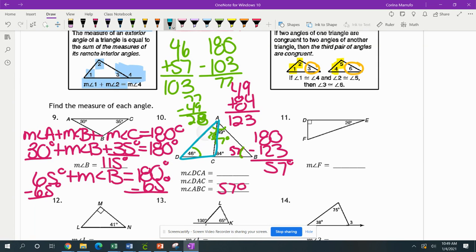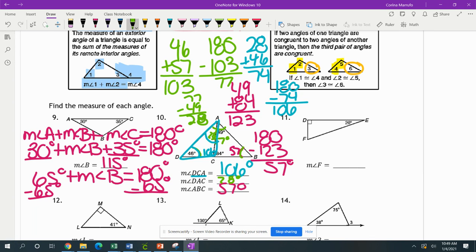Okay, so we know that this angle is 28 and this one's 46. So to find this one, I'm going to do 28 plus 46. That gives me 74. And then we're going to go ahead and take 180 and subtract the 74. And that gives us 106. Okay, so that is going to be DCA, which is 106. And then the other one is DAC, which we found to be 28 degrees.